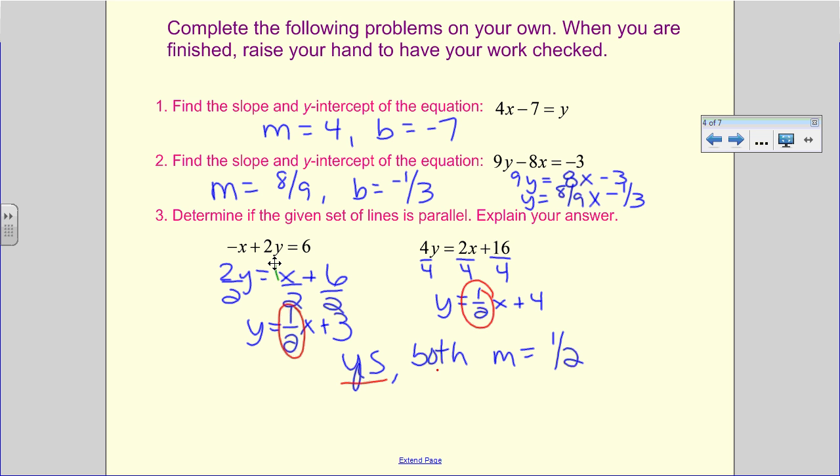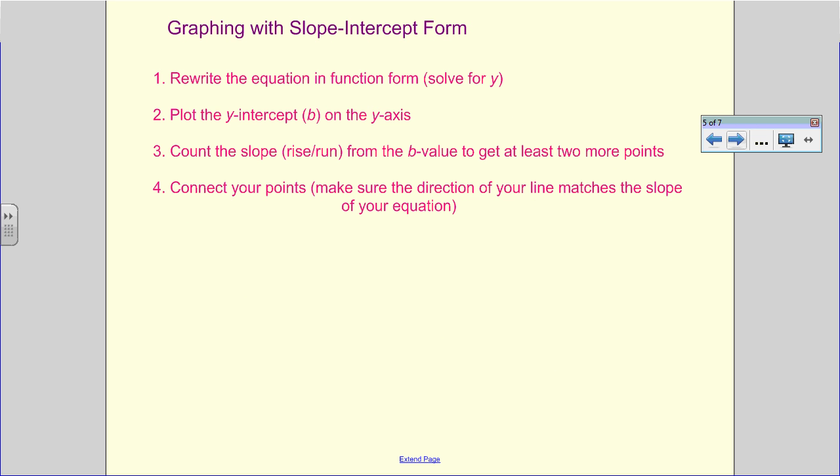Guys, that's the stuff we start with. We start with being able to identify m and b. What we want you to be able to do now is actually make graphs with those. So this is a big part of what you're working with today, just finding m and b. The next part is actually taking the graphs. So you want to rewrite the equation in function form, just like we said before, solve for y.